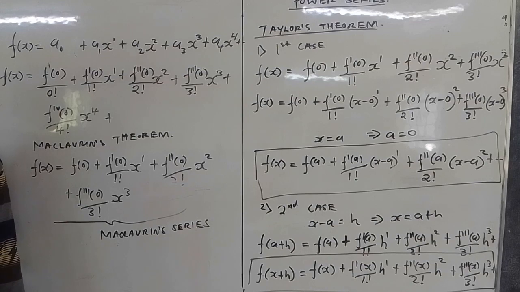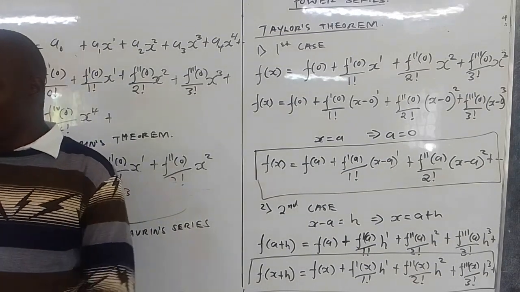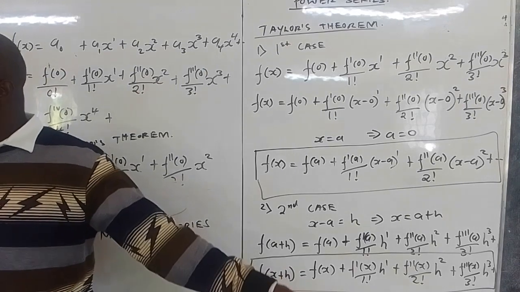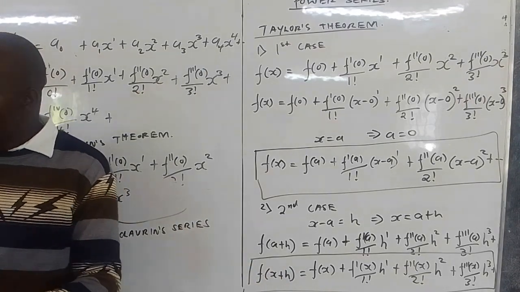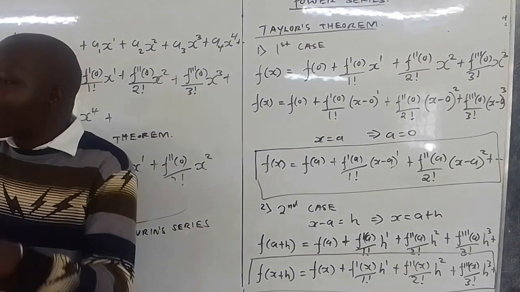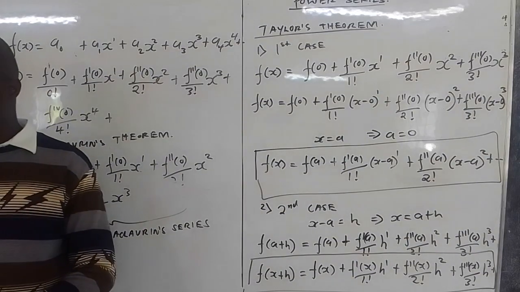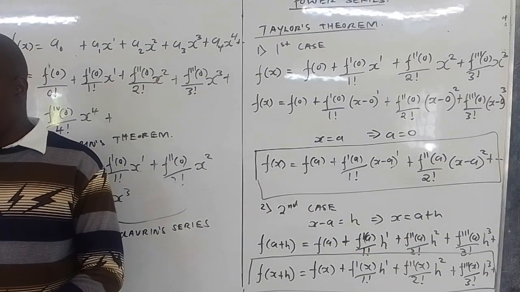So are you seeing, when we are dealing with power series, we have 3 power series, isn't it? The first one is the Maclaurin series, the second one is the Taylor series expansion of a function f of x, and the third one is the Taylor series expansion of a function of x plus h. Isn't it? Are we together?